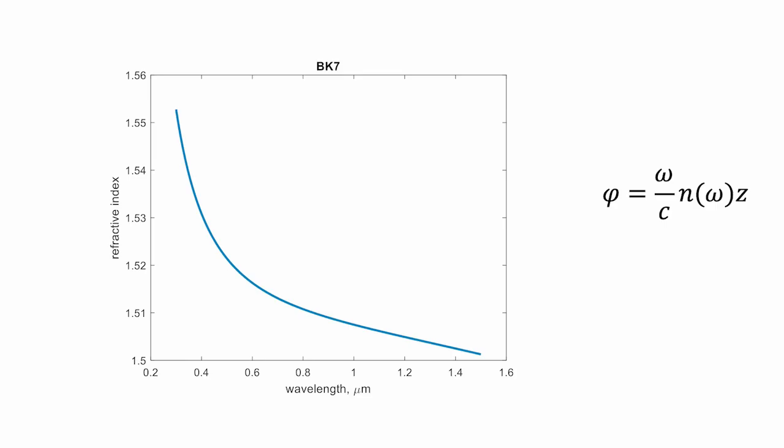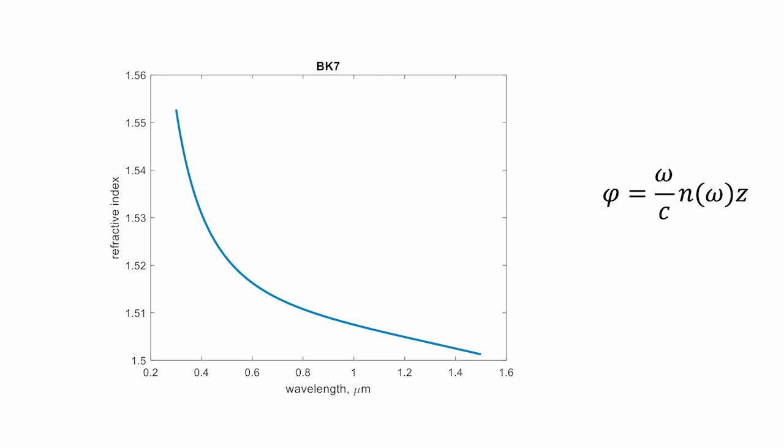The problem is, as you see here, that if you just go through BK7, the most common glass you can use in optics, the refractive index changes with the wavelength, that is, with frequency. So if you look at the phase after going through a distance z in the glass, the phase will depend on omega, the angular frequency, divided by the speed of light, times the refractive index that depends on the frequency, times the distance you travel. So as the distance increases, your phase will change for the different frequency components.